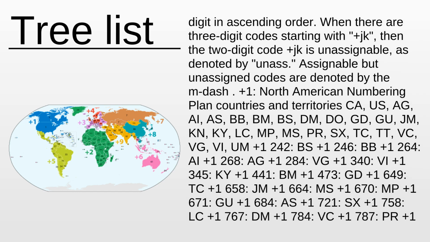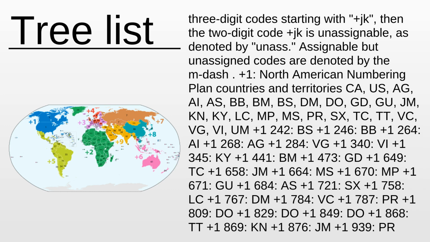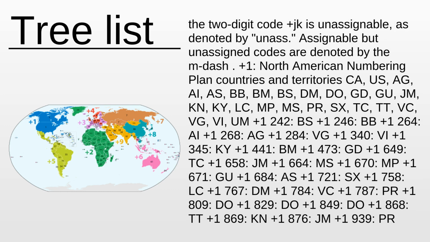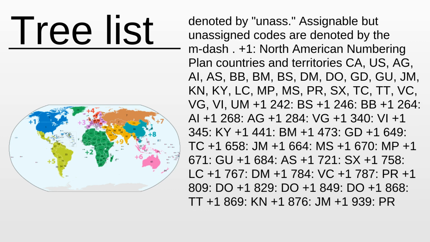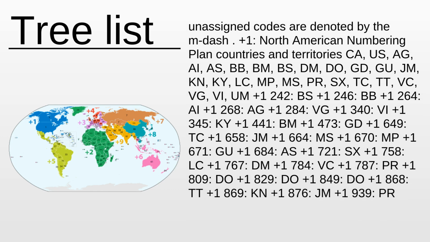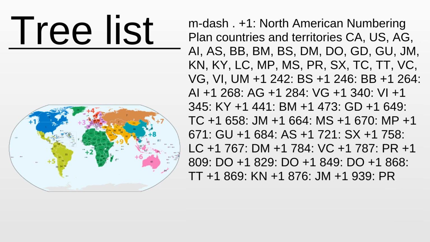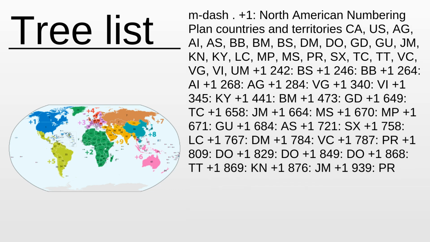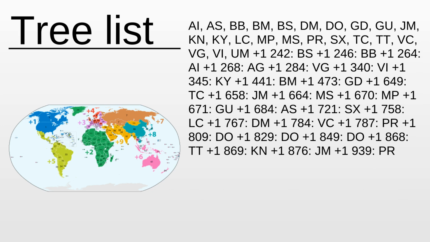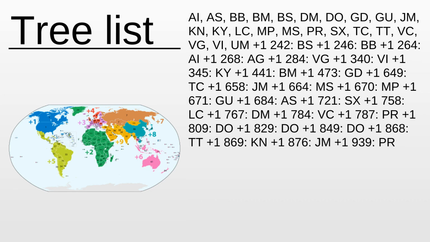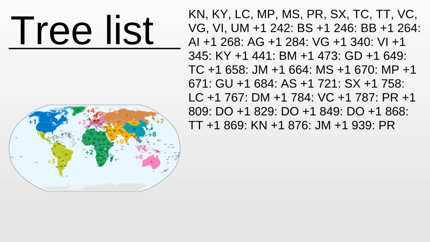CA, US, AG, AI, AS, BB, BM, BS, DM, DO, GD, GU, JM, KN, KY, LC, MP, MS, PR, SX, TC, TT, VC, VG, VI, UM. +1 242, BS. +1 246, BB. +1 264, AI. +1 268, AG. +1 284, VG. +1 340, VI. +1 345, KY. +1 441, BM. +1 473, GD. +1 649, TC. +1 658, JM.